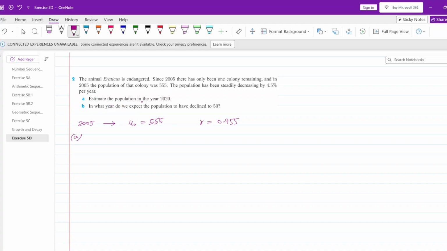Estimate the population in the year 2020. So for 2020, we know n is going to be 2020 minus 2005, that is 15. So U15 is going to be U0, that is 555, times r, that is 0.955 raised to the power 15, 278. This is the answer.